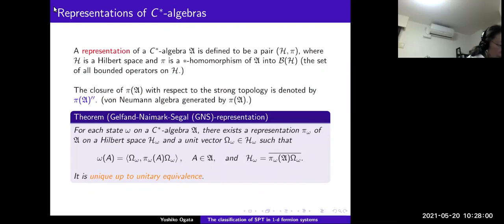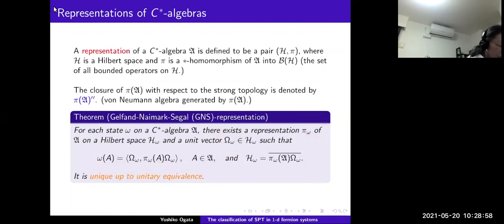Now that is just a definition, and one basic theorem from operator algebra theory is the GNS representation. This theorem says that for each given state, we can associate some representation of the C-star algebra basically uniquely. More precisely, let omega be a state on the C-star algebra. Then there exists a representation π of A on a Hilbert space, and there is also some special unit vector Ω satisfying the following: the expectation value of each observable with respect to the state is given by this unit vector and the representation, like a vector state.